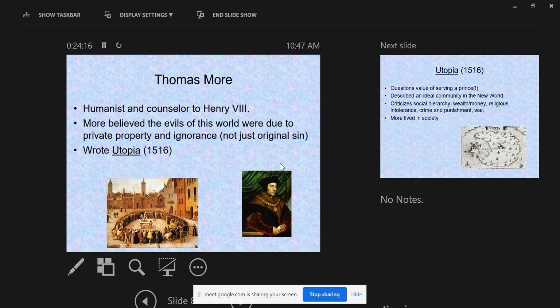What Thomas More believes is that the evils of this world were due to, you can gasp if you want to, because he's going to sound like a communist in a second, but he thinks the evils of the world are due to private property. Thank you for the guess. And ignorance. So once again, the lack of education. If everybody was educated, everybody would be moral.